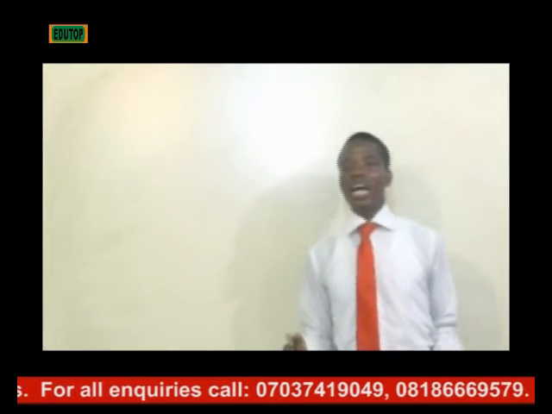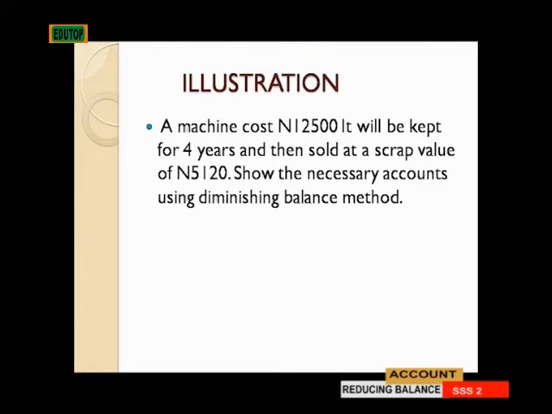Now this is the illustration for reducing balance method. A machine costs 12,500. It will be kept for 4 years and then sold at a scrap value of 5,120. Show the necessary account using the diminishing balance method.